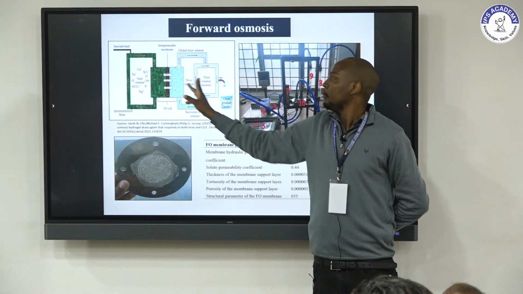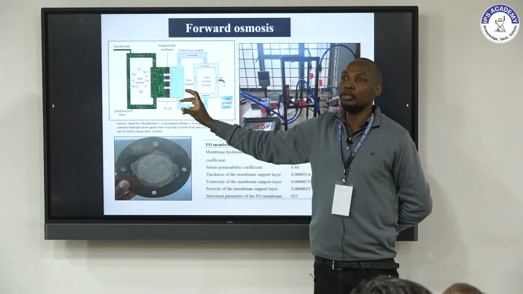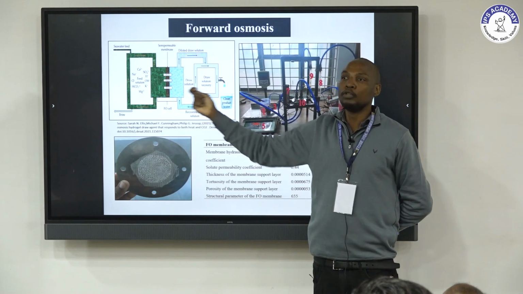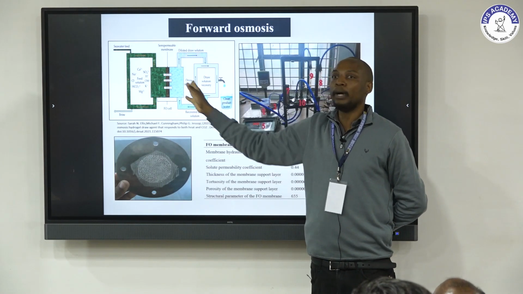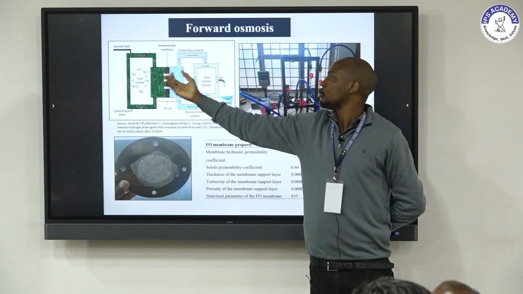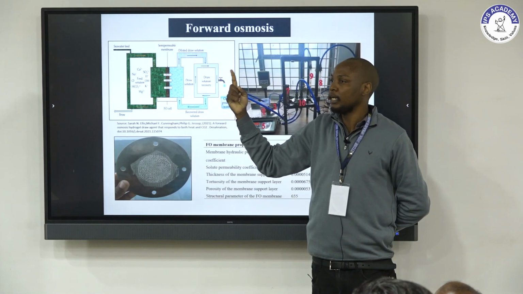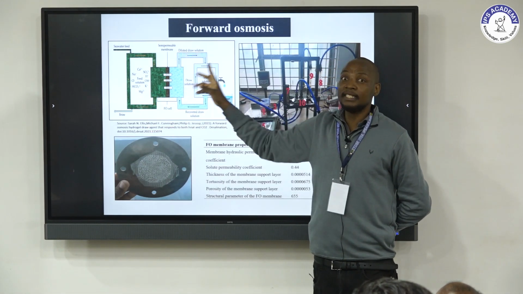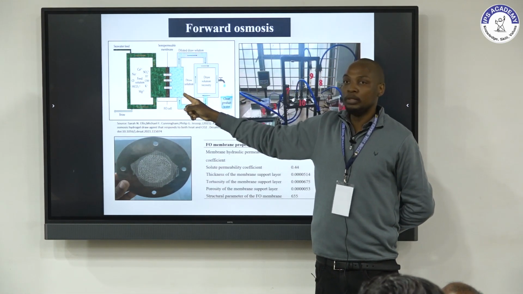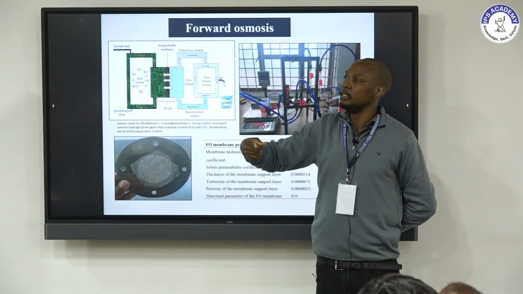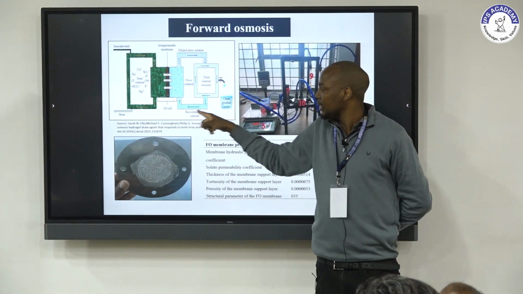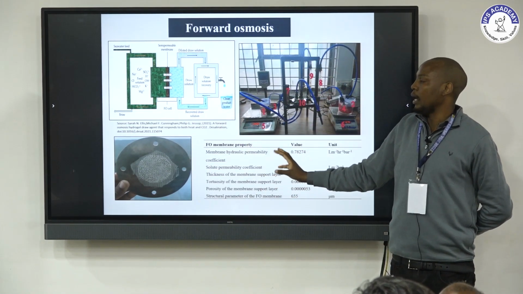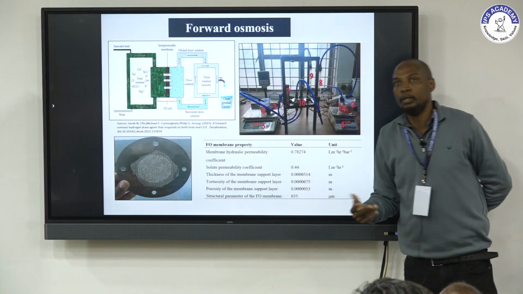So initially, my draw solution has a higher osmotic pressure as compared to the feed solution, therefore forming an osmotic gradient. Therefore, the water will permeate from the feed to the draw solution due to that osmotic pressure gradient. Then here the concentrated brine is collected. Then in the second step, that diluted draw solution is now to be regenerated so that we may collect the clean water and then it can be reused again. This is the process of forward osmosis. And these are the intrinsic properties of the membrane used.